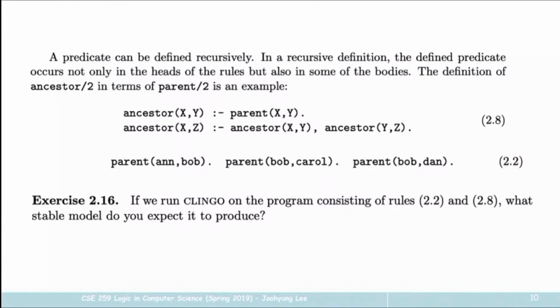Now, this is actually the so-called base case. If x and y are in a parent relationship, then x and y are in an ancestor relationship. But there's also the recursive case. So we say that x is an ancestor of z if x is an ancestor of y and y is an ancestor of z. It's similar to the grandparents, right? But what is the main difference here?